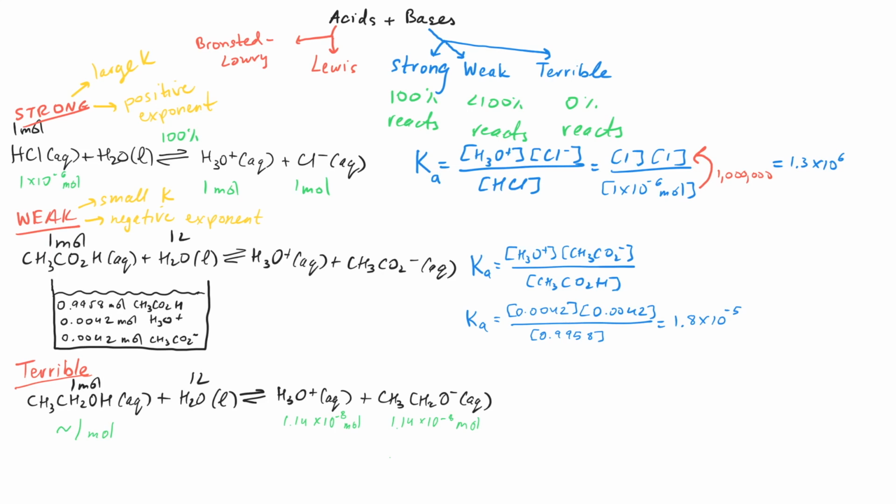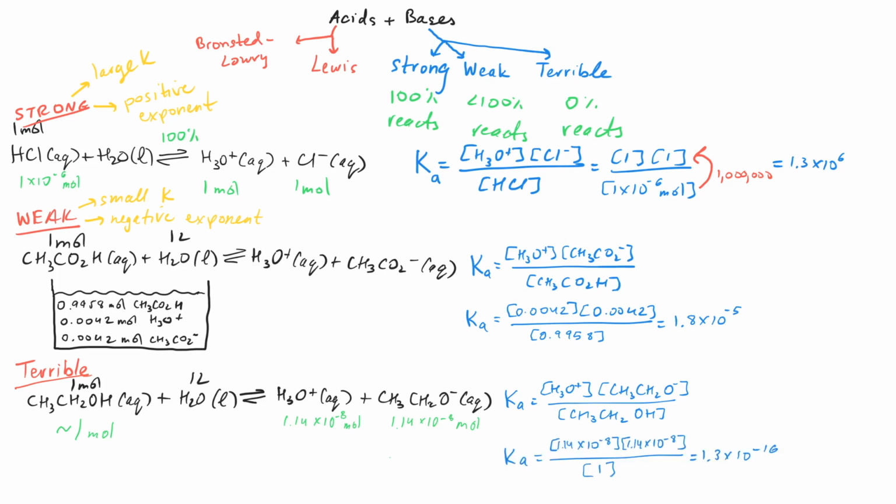We can once again calculate the equilibrium constant, which will be the concentration of the products over the concentration of the reactants, and it will equal 1.3 times 10 to the negative 16. Now, it might not seem that the equilibrium constants for weak and terrible acids are that much different, but in reality, the equilibrium constant for acetic acid is 10 billion times greater than that for ethanol, and that's a big difference. And so, because terrible species barely react, they have very small equilibrium constants.